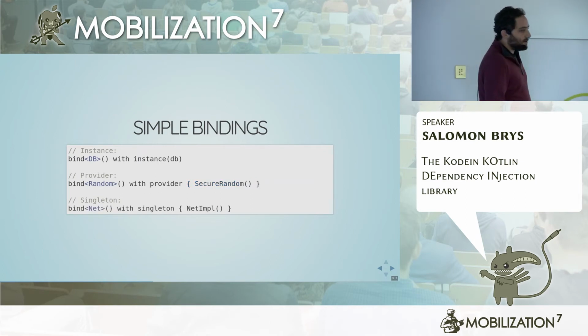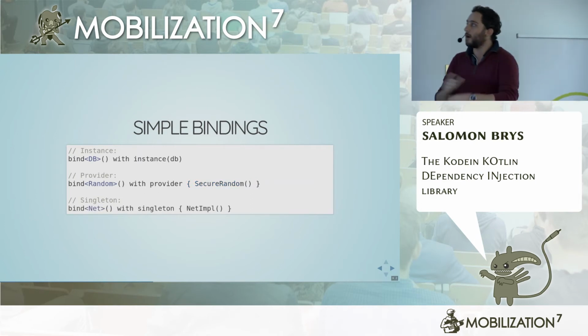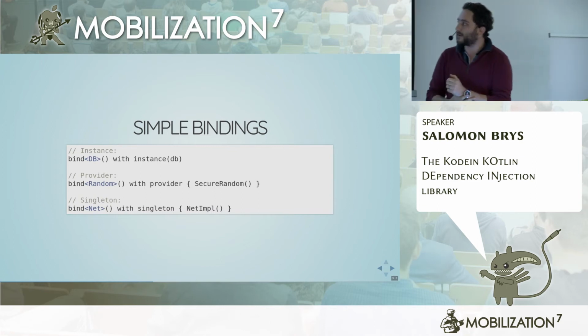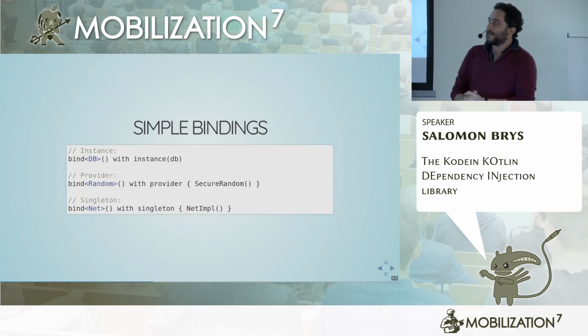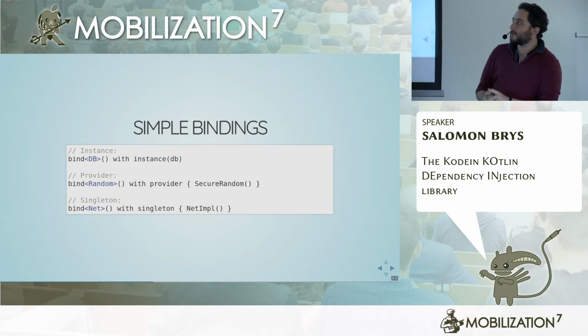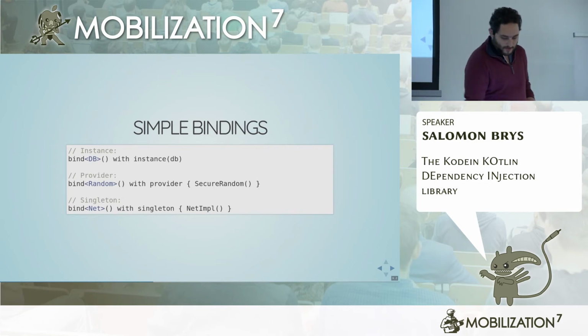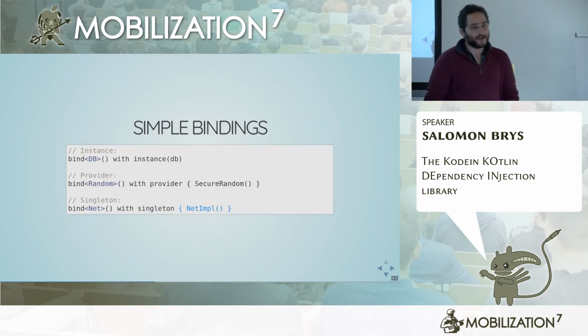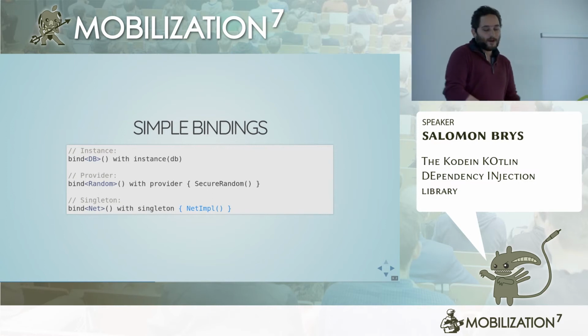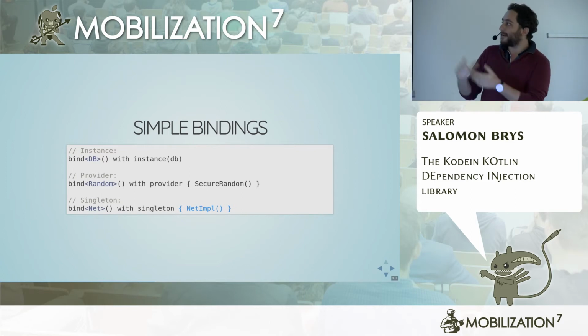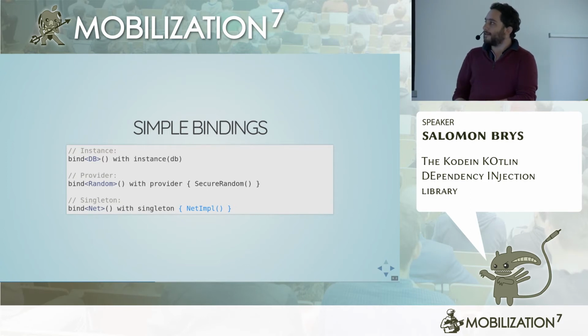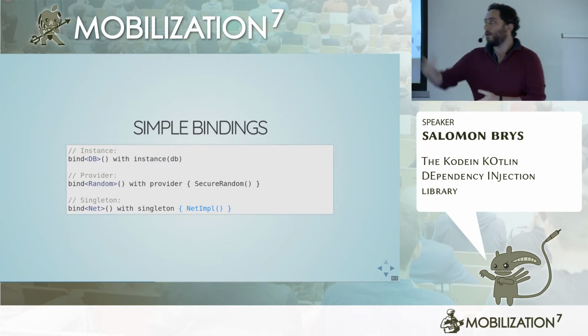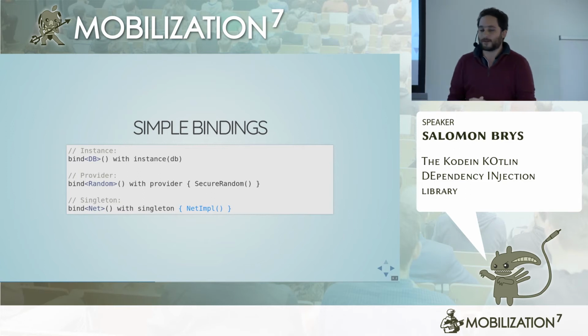If you need a singleton, such as a network object or API or what have you, this is the same syntax, except you use the singleton scope. This is a lambda that will be called only once. Of course, it is thread safe, so this lambda will be called only once, and the same net object will be returned every time you ask for a net implementation.